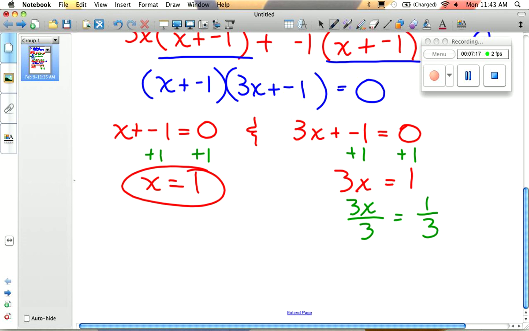And we end up with, as I said, a possibility that yes, you will get fraction solutions today. x equals 1/3. We have two solutions: x equals 1, x equals 1/3. Would this be a good one, do you think, to solve by graphing? No. Can you tell me why?